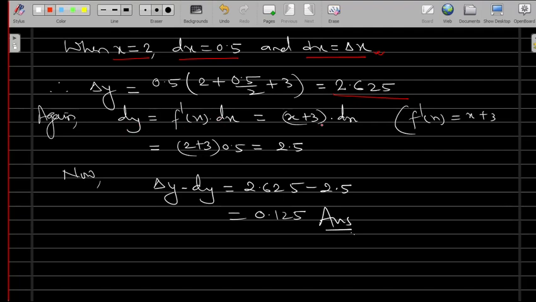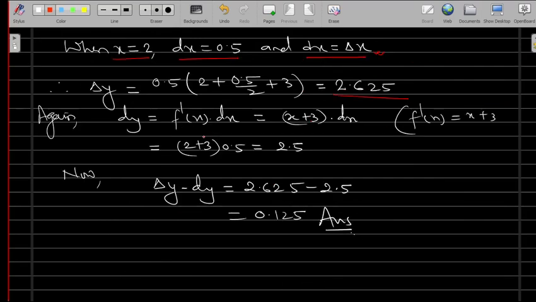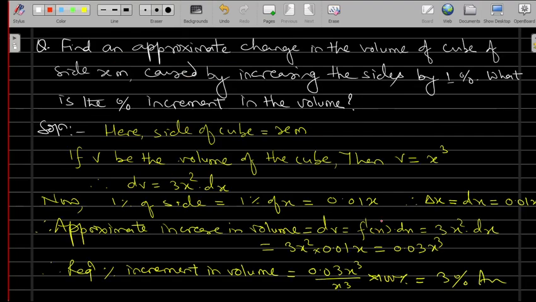f'(x) means we have to find the derivative of this. What is f'(x)? That is 2x/2 + 3, so it is x + 3. So (x + 3) times dx, and x is 2: (2 + 3) times 0.5, that is 2.5. So delta y is 2.625, dy is 2.5. Delta y is the exact value, dy is the approximate value. Delta y minus dy is 2.625 minus 2.5, that is 0.125, which is the answer. This way we can find this.